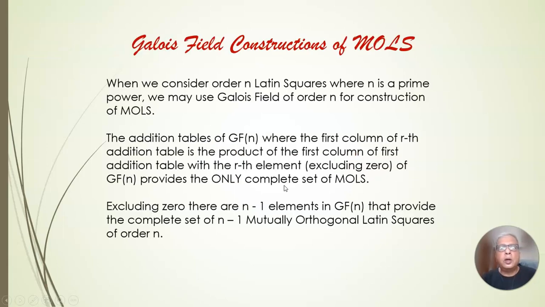If we go to the Graeco-Latin squares, if the order n of a Graeco-Latin square is a prime or a prime power, then we can use the Galois field technique, a Galois field of order n, and the addition tables give you the complete set of mutually orthogonal Latin squares of order n. There can be at most n minus 1. The proof is easy. I could have talked about it while I was talking about the order 4 Graeco-Latin square, but the proof is easy. So this covers the cases when n is prime or prime power.